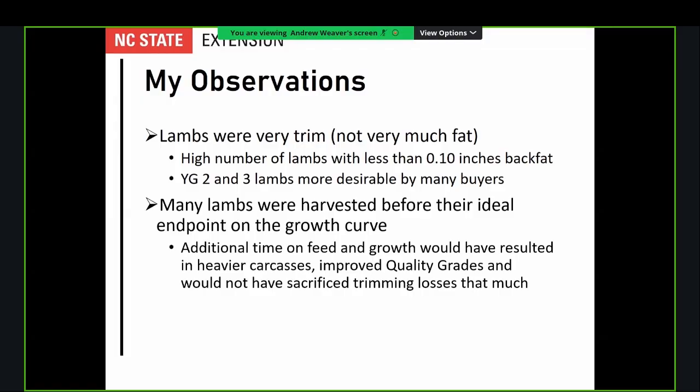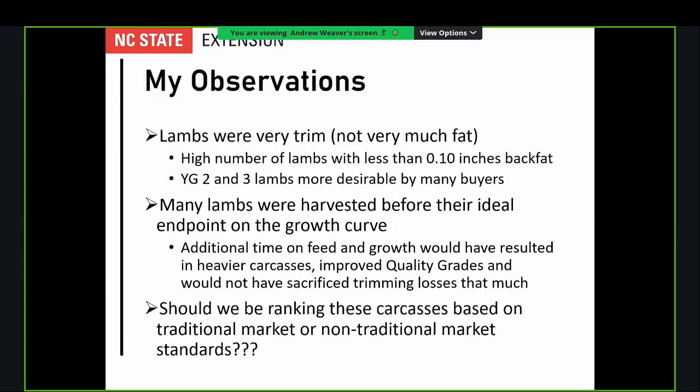And so by feeding them a little bit longer, having them a little more mature, we would have ended up with heavier carcasses, more available product to sell. Quality grades would have probably improved, and we really wouldn't have sacrificed much in terms of trimming losses. So there's opportunity there to improve carcass weight and marketable product, while not exceeding the threshold on the opposite end for having too much fat, if that makes sense.